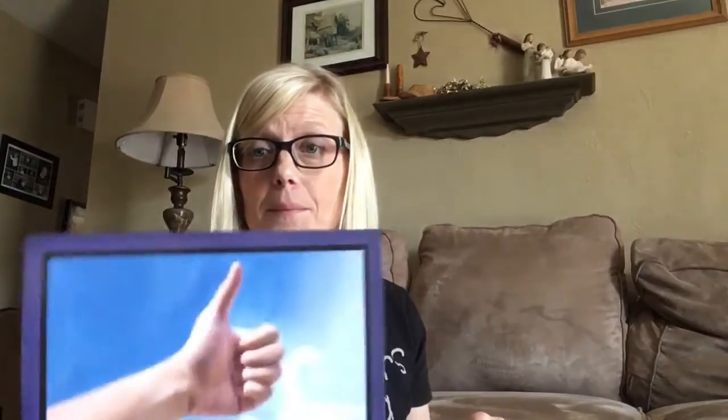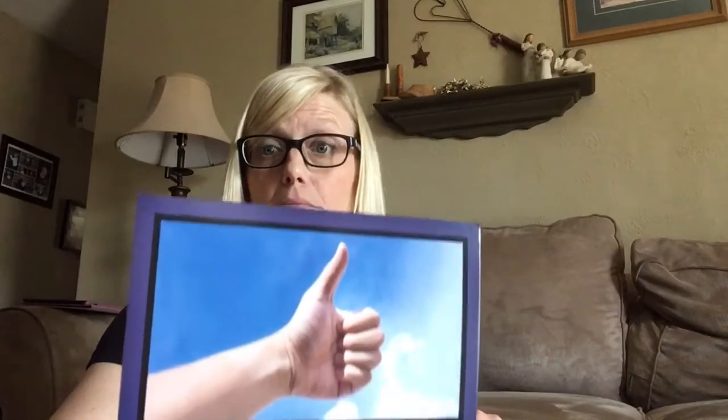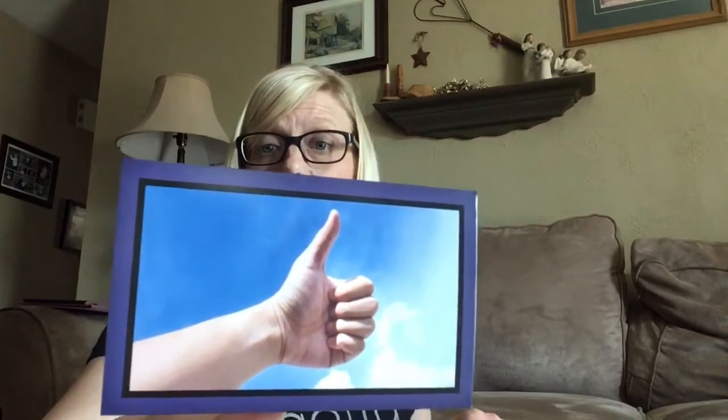Did you draw your ship? Okay, let's do the next one. Ready? And if your picture's not quite done, that's okay. You know what it is. The next one is thumb. Thumb. All right. Draw a thumb on your chart.